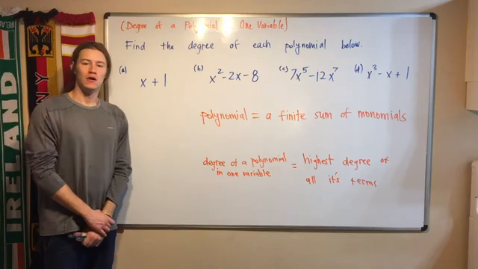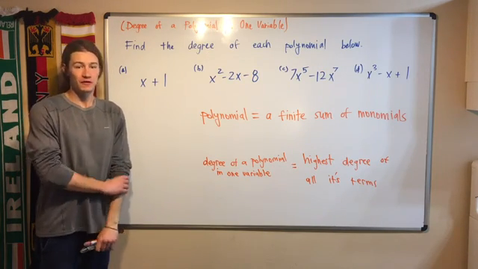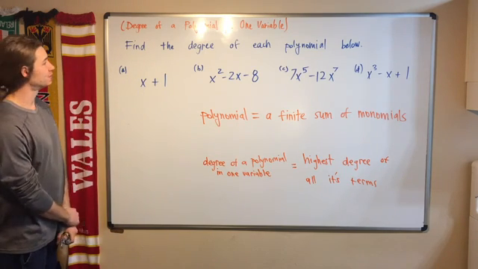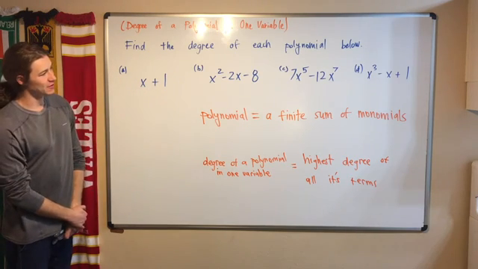Great. The next problem we'll talk about has to do with the degree of a polynomial in one variable. Let's read it together. It says, find the degree of each polynomial below. We have 4 examples here. Let's talk about those examples.